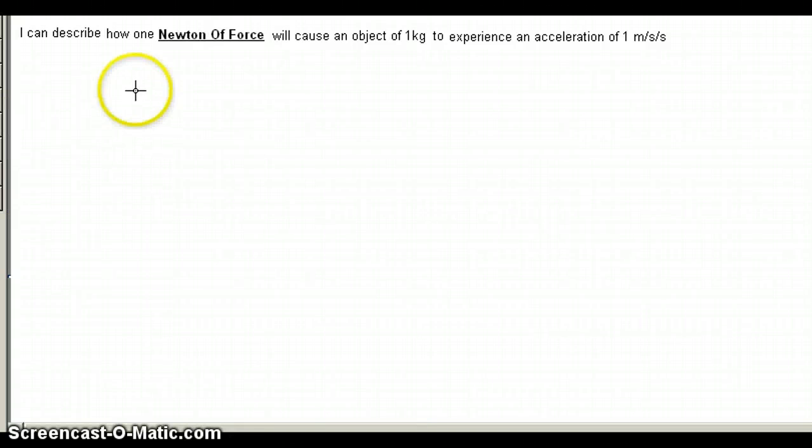Okay, so the objective is to describe how 1 Newton of force will cause an object of 1 kg to experience an acceleration of 1 meter per second squared. Now, let's first plot this on a time graph for 1 meter per second.